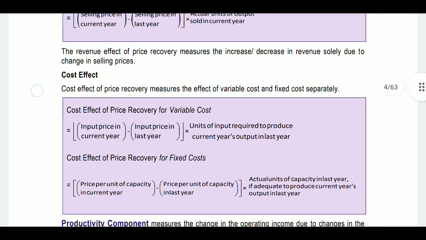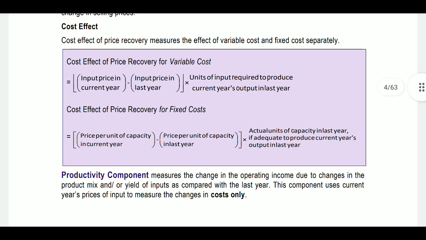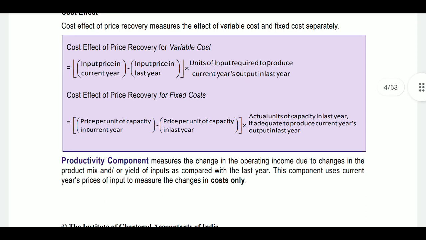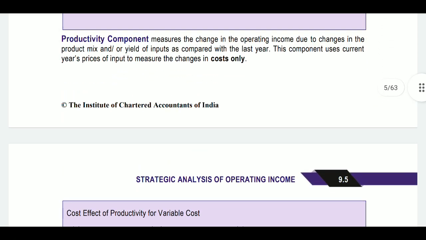Next, what are the cost effects? The cost effect for variable cost: input price in current year minus input price in last year, into units of inputs required to produce current output in last year. Next, what is the fixed cost effect? It is the price per unit of capacity in current year minus price per unit of capacity in last year, into actual units of capacity in last year required to produce current year output. Next, the productivity component. The productivity component is also a measure.